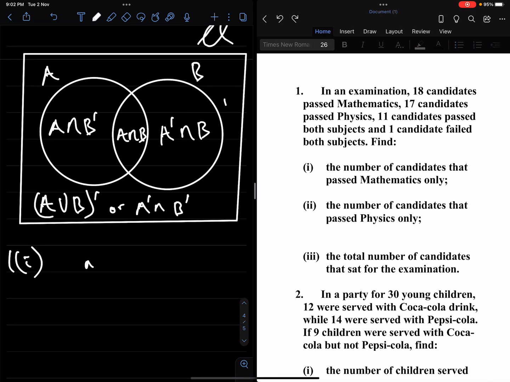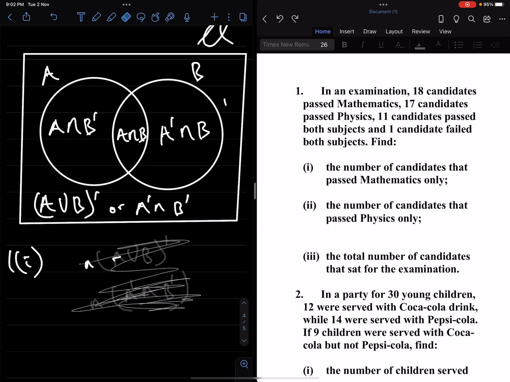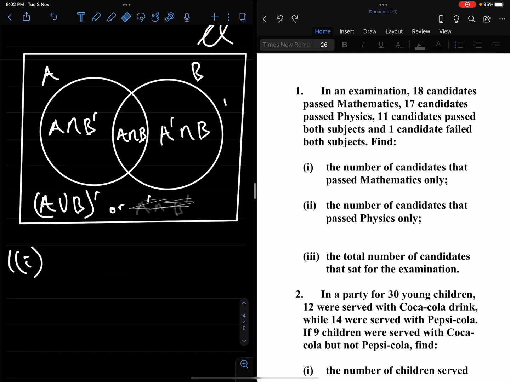So the number of elements in it will now be written this way, which means the cardinality of the set A union B all complement, or the cardinality of the set A complement intersection B complement, and that will represent the number of candidates who don't like any of the two subjects. That's why it's always written outside the circles. So they are in the class, but they do not like any of the two subjects.